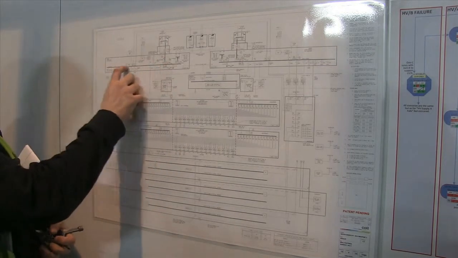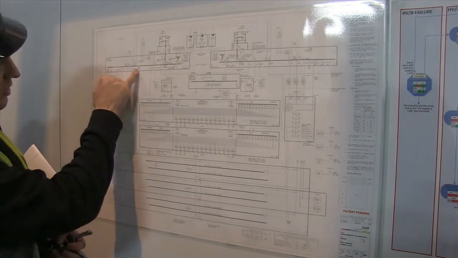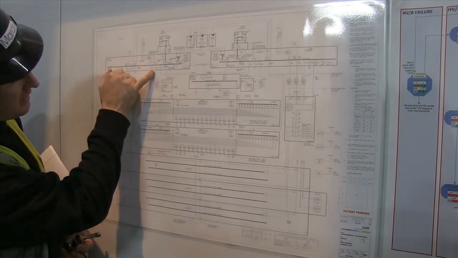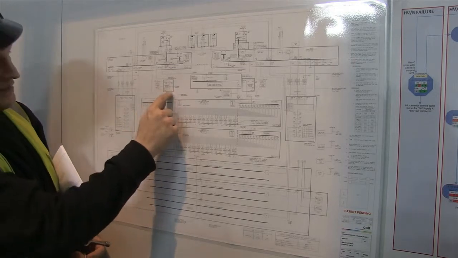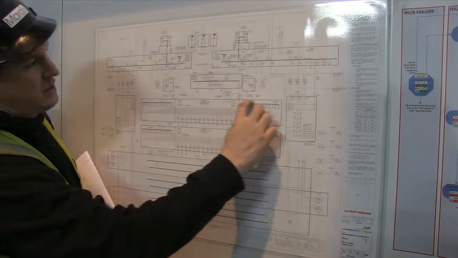Common bar going all the way along here. We've got the supply that I was just telling you about. It's this one here. That board there is the mechanical UPS board. That then supplies the critical panel here. So that's the whole of the critical panel.